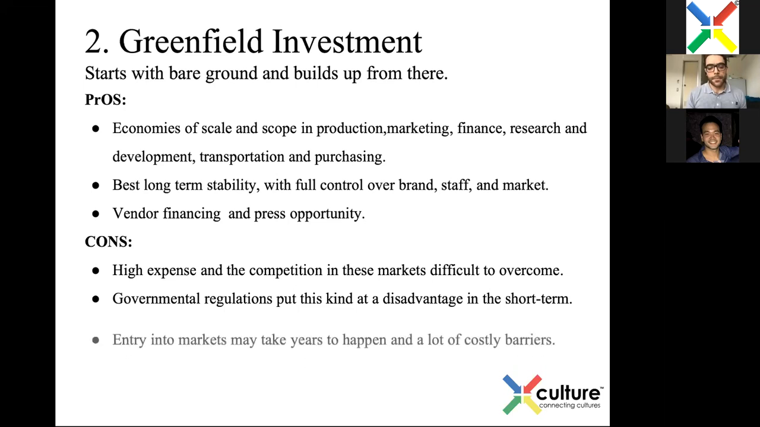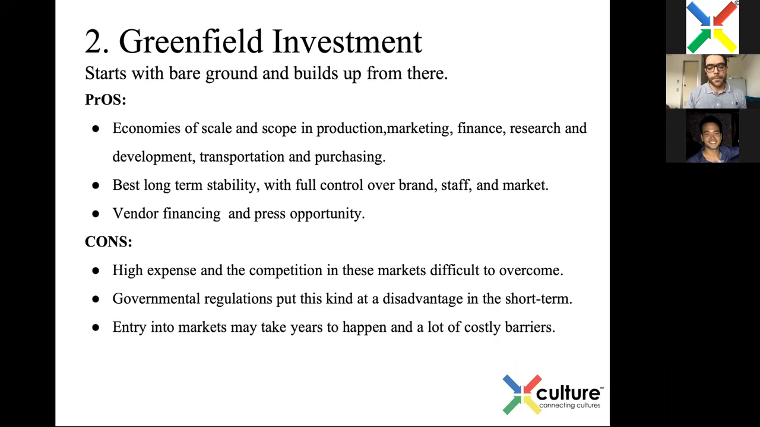And the third one is entry into markets may take years to happen and a lot of costly barriers because we are establishing from zero.